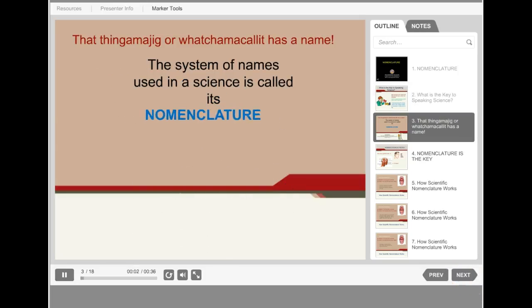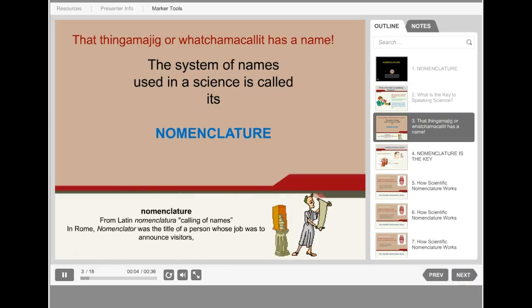Everything has a very specific name in science, and although it may seem like a thingamajig or whatchamacallit now, learning the scientific terminology will clarify any science that you may be studying. The system of names used in science is called nomenclature. It is derived from the Latin word nomenclatura, which literally meant the calling of names, and was once the title for a person who announced arriving visitors.